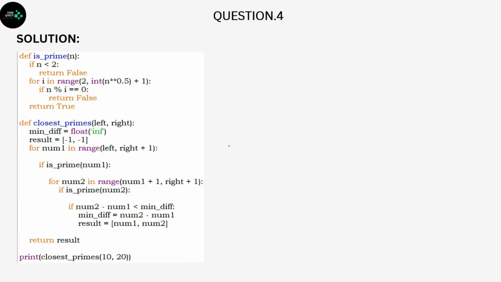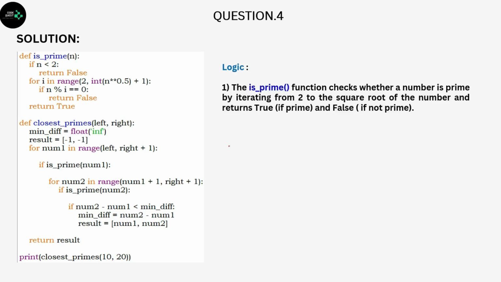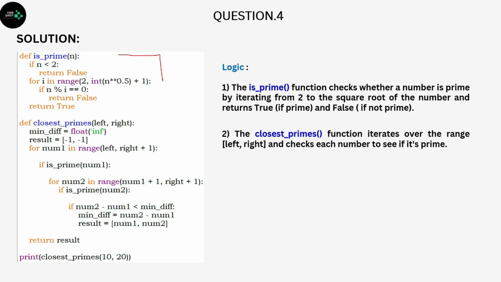Now let's understand the logic for this. We have considered one function, that is underscore prime. This function is the one which is going to verify whether the number is prime or not. If the number is prime, it is going to return true. Otherwise, it is going to return false.